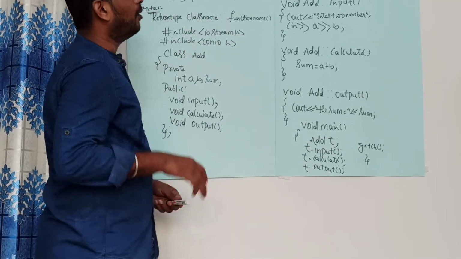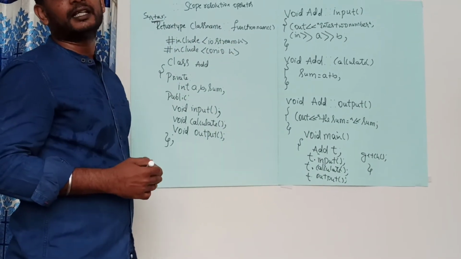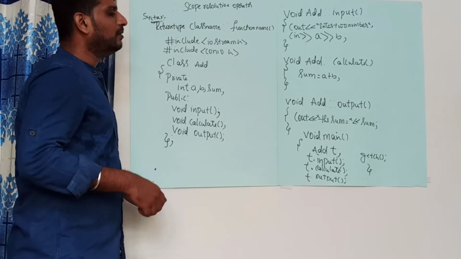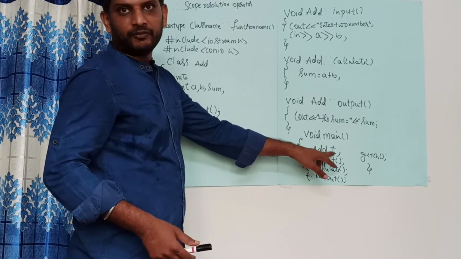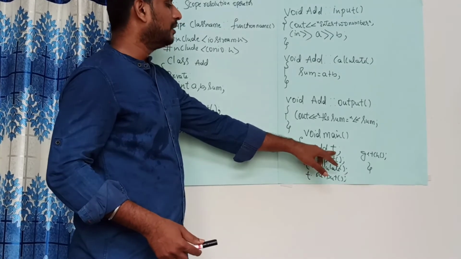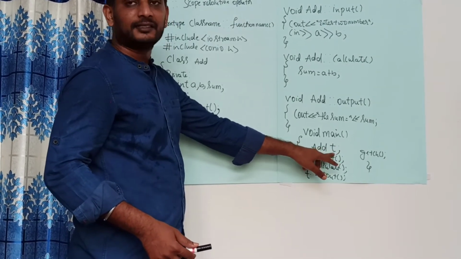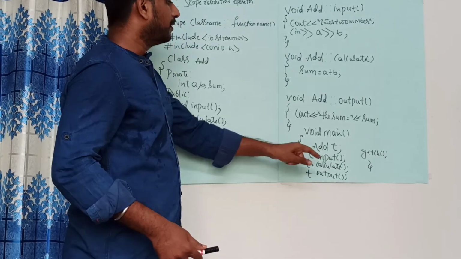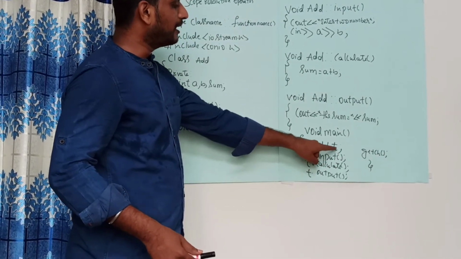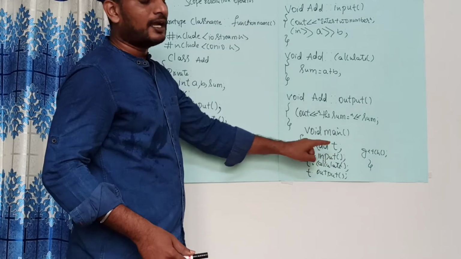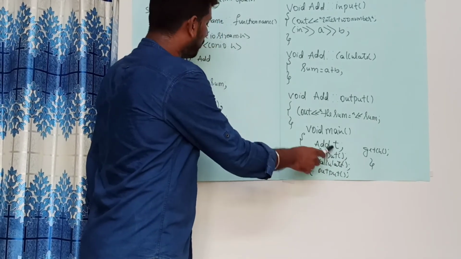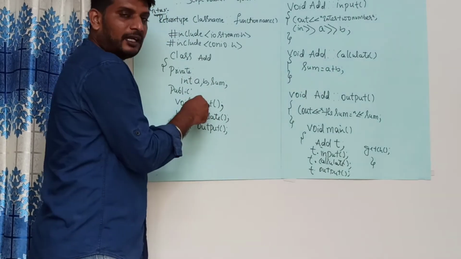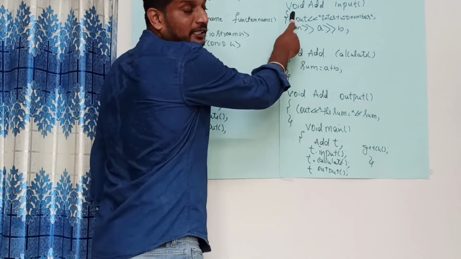Now let us see how exactly this particular program gets executed. When the program executes, it will go for the main function. Here I am creating the object for the class add. Now by making use of this object called t, I am calling the function called input. So t dot input will be called. What happens? It will go over here and then it will go for the function definition.